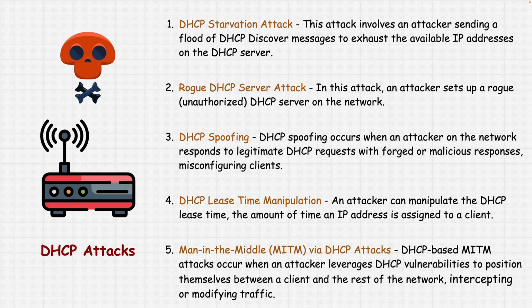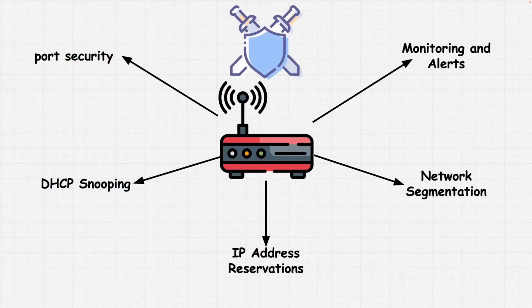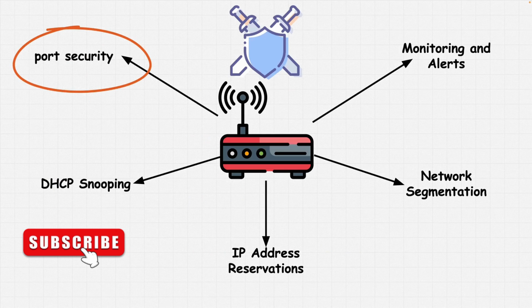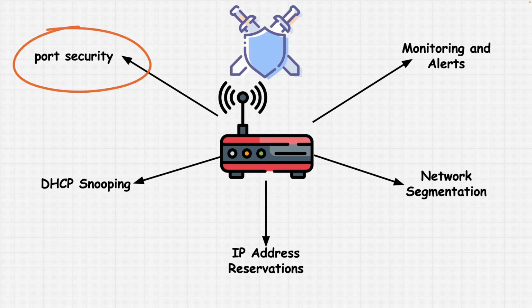And the last thing that we want to mention before we move on to the next lecture is protection against DHCP attacks. So there are a few things that we want to consider. One of them is port security. Enabling port security on switches is necessary to limit the number of DHCP Discover messages or to prevent unauthorized devices from connecting to the network.